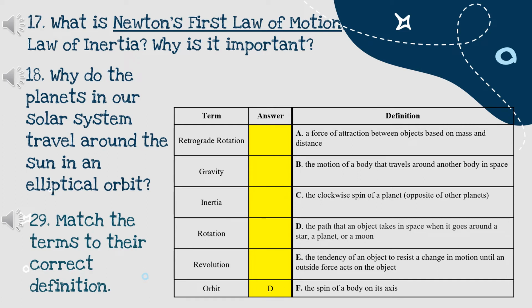Rotation is F, the spin of any body on its axis. Revolution is B, the motion of a body that travels around another body in space. Orbit is D, the path that an object takes in space when it goes around a star, a planet, or a moon.